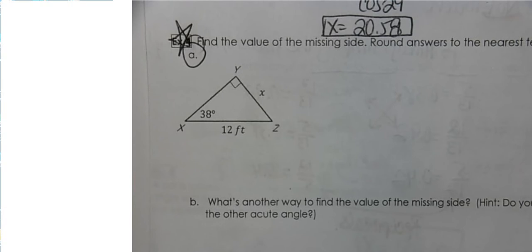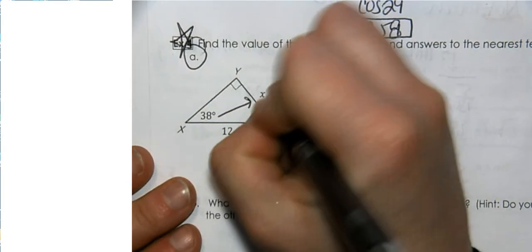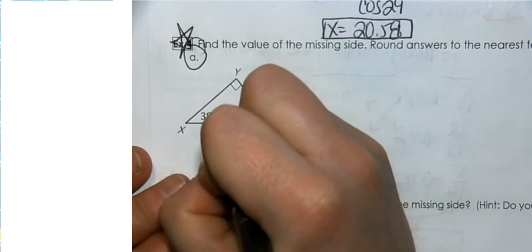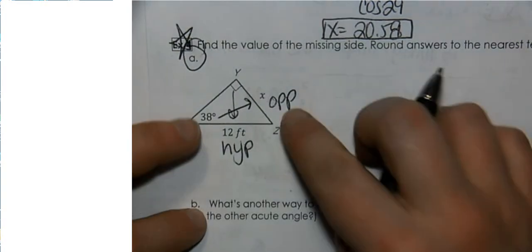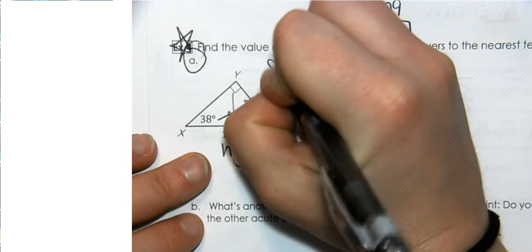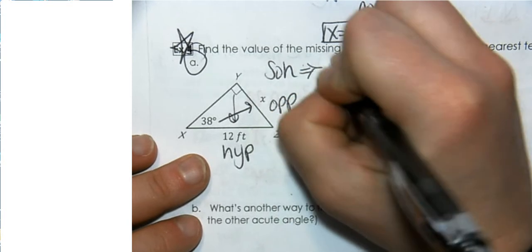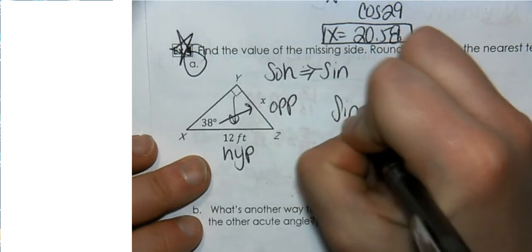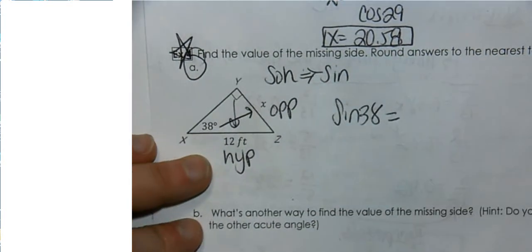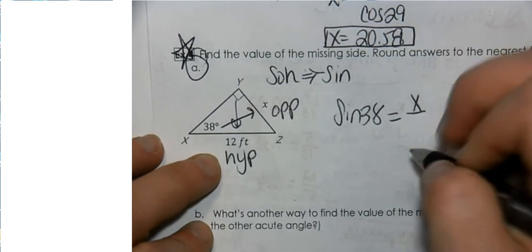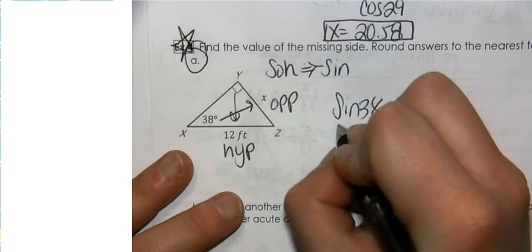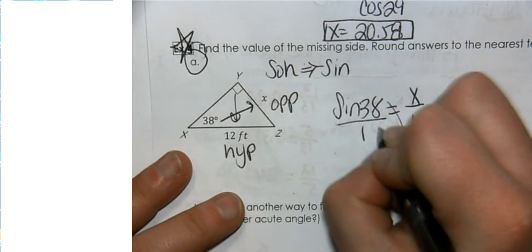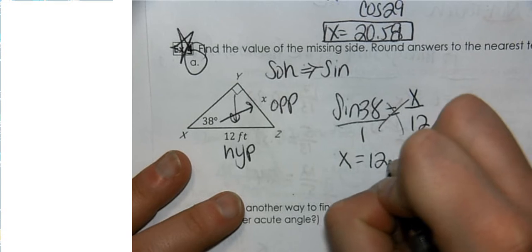All right, hopefully you were able to notice that x is the opposite side and 12 is the hypotenuse because it's right across from the right angle. O and H, that tells me I'm working with SOH, which is sine. So we're taking the sine of 38 and setting it equal to the opposite, which is x, divided by the hypotenuse, which is 12. I'm going to make this over 1 using cross product. We end up with x is equal to 12 times the sine of 38.